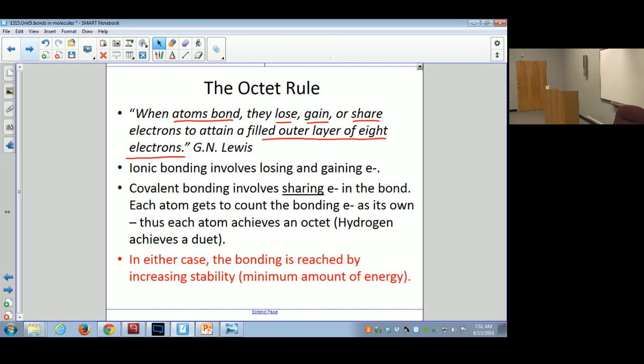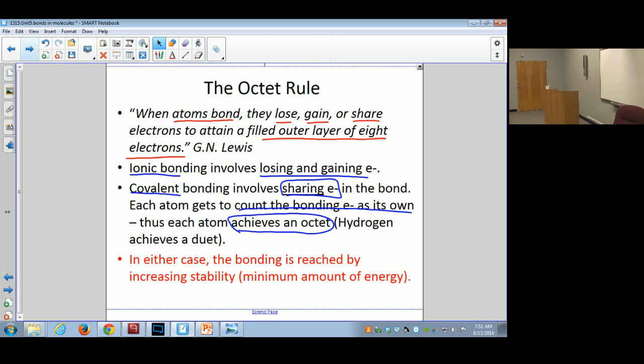So as we just saw, for ionic bonding, you lose and gain electrons when ions bond. For covalent bonds, you share the electrons in the bond. Each atom gets to count that electron that it's sharing as its own. So it counts the bonding electrons as its own, and that gives it a chance to achieve this octet that we're going to talk about extensively in this unit.